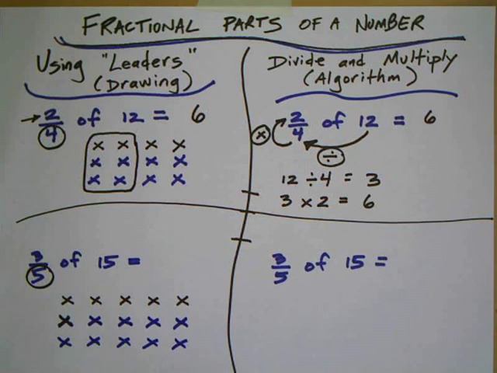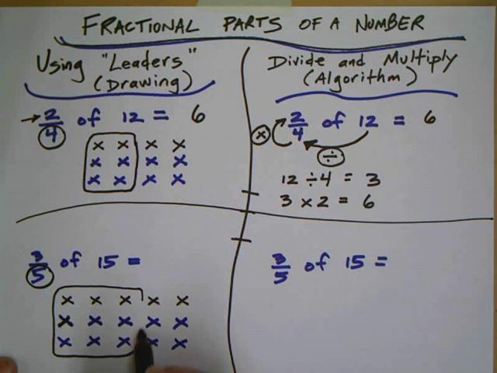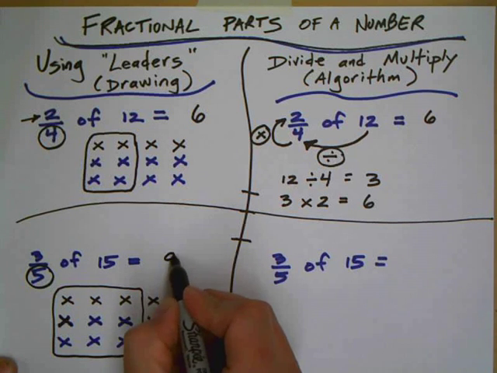There are my 15. Then I'm going to look up at my numerator. This is how many groups I'm looking to count. Find 3 leaders here and count all the members of their groups. And I get 9.